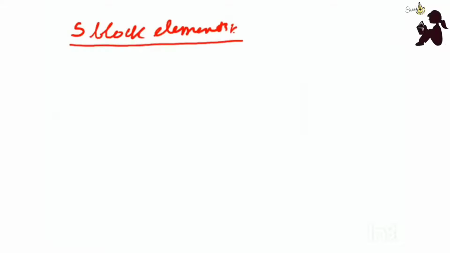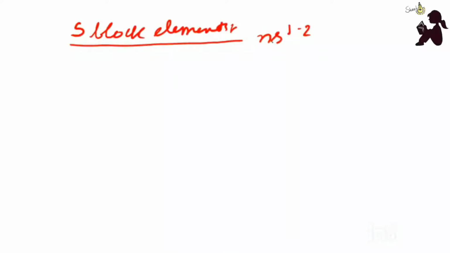So what is its common electronic configuration? That will be ns1 to 2. Here we have to know that if they give you an element and you don't know whether it is s block, p block, d block, or which block, you have to write its electronic configuration.